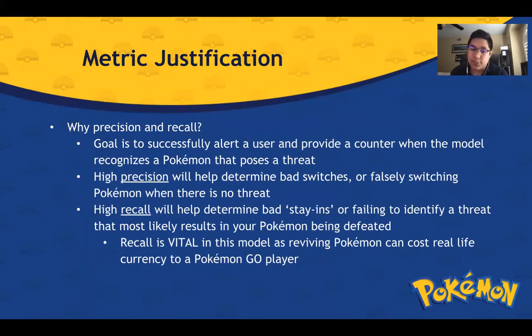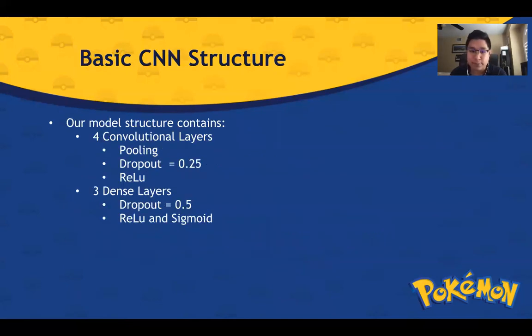So why do we use precision and recall? Well, high precision will help us determine whether or not our alerts are actually correct. And high recall will help determine whether we should alert when a threat is present. So recall is actually very vital because in Pokemon, failing to switch out when there is a threat can result in your Pokemon fainting, and reviving Pokemon can cost real life currency to Pokemon Go players.